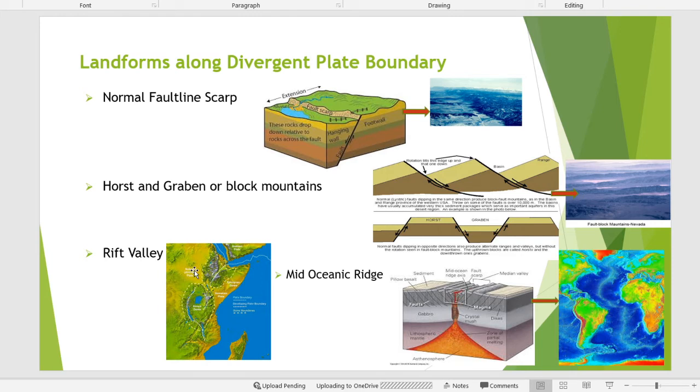Further increase in the tension will lead to a gap in the earth's crust, and this will lead to the formation of a rift valley. With further increase in the tension, it will lead to the development of mid-oceanic ranges, and you can see here there is the mid-Atlantic ridge. So these are the landforms which are associated with the divergent plate boundary.